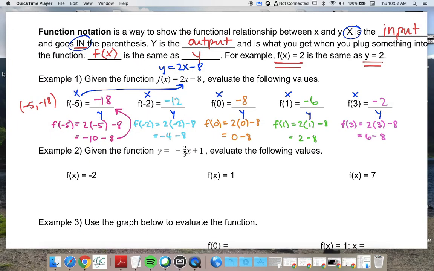So anytime you see a number in parentheses next to that f of some number, that just means they've given you the x value. You're going to take that x value and you're going to plug it into the equation so that you can get out your y value as your answer.